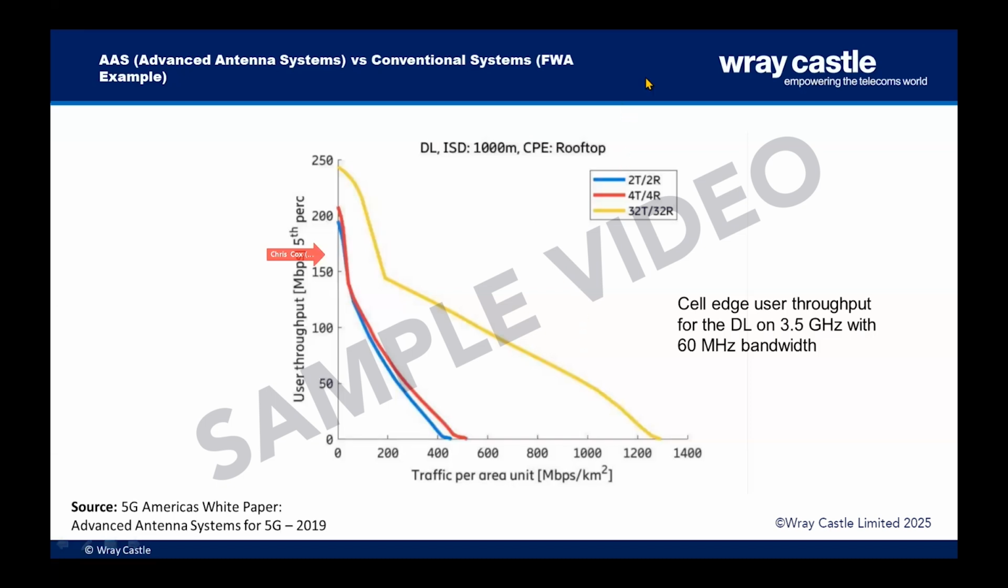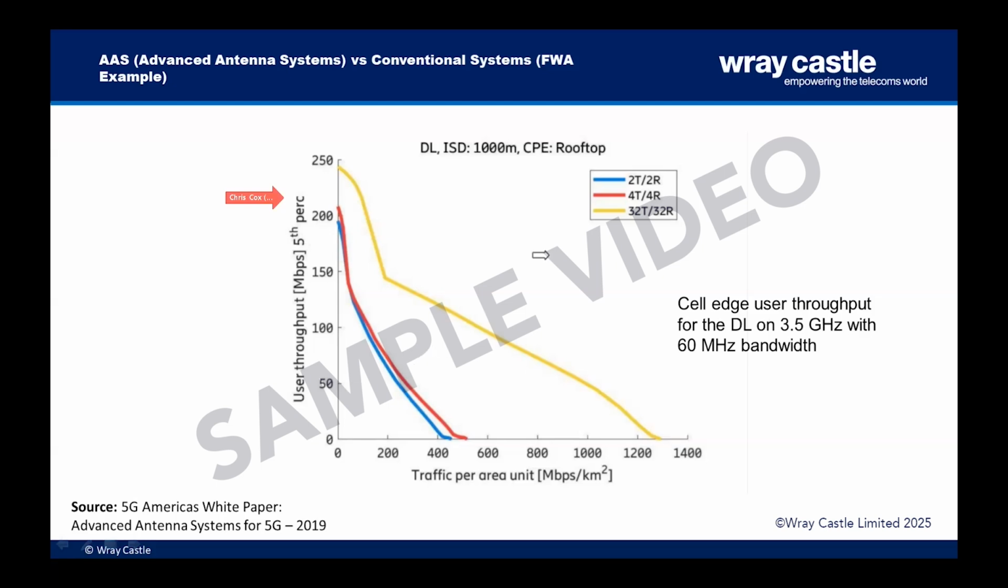This is another scenario reported in the same white paper. On the horizontal axis, we're looking at, let's say, the network capacity, the amount of traffic per unit area delivered within the system. On the vertical axis, we're looking at the throughput achievable by a user at the edge of a cell. If one is going to be fussy, we would say, okay, scatter users at random about the system and look at the 5th percentile, in other words, the throughput below which 5% of the users would lie.